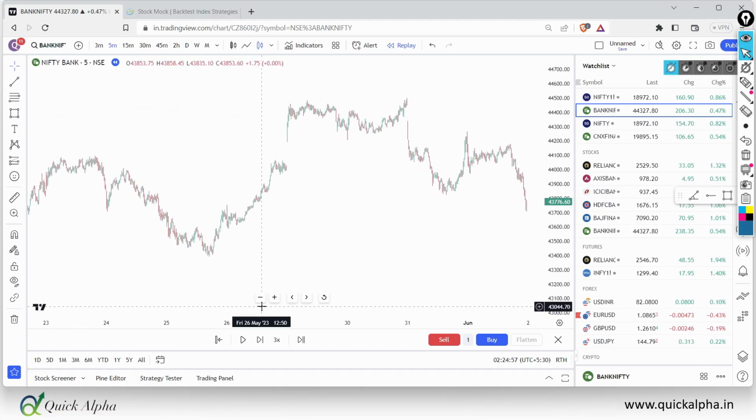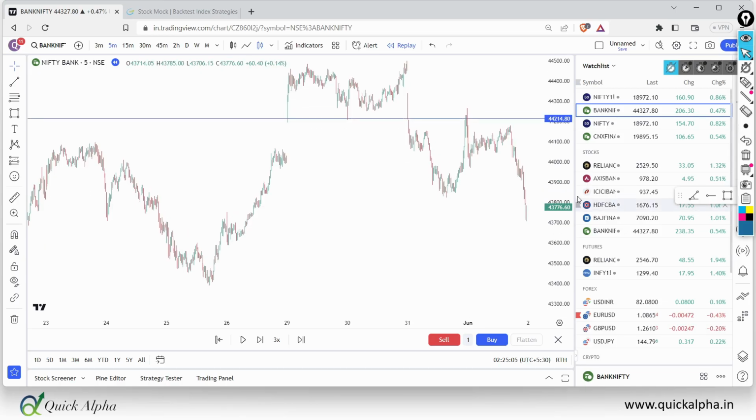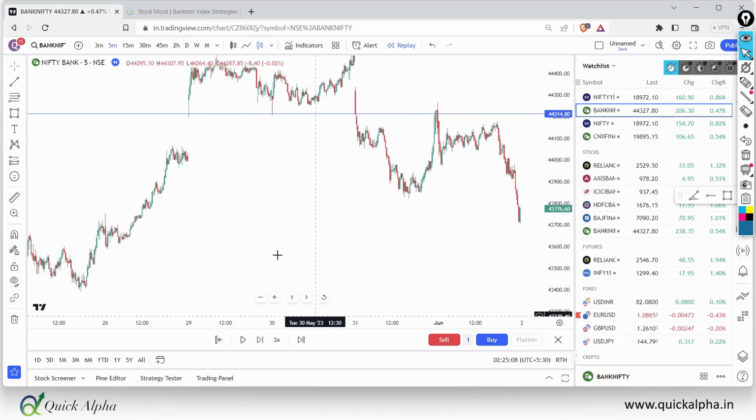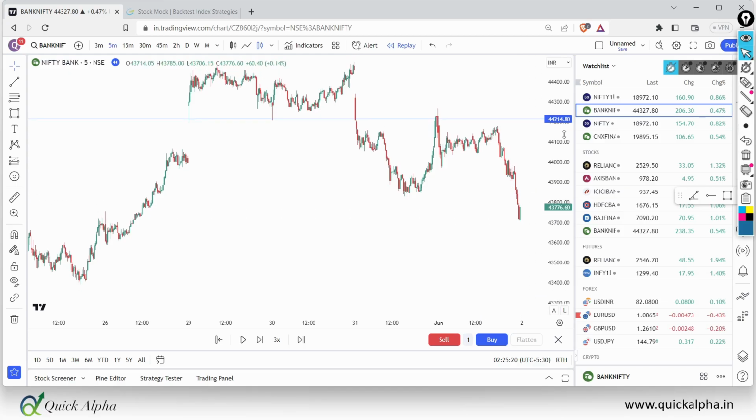When I zoom out and take a look at the chart, the first level which would come to my eye is 44,200, which is likely to act as a resistance. Very simply because you can see here the market had gapped up, taken support multiple times, broke this support, again this level became a resistance multiple times, and again the market came down. So 44,200 is surely going to be a very important resistance which I would be marking.